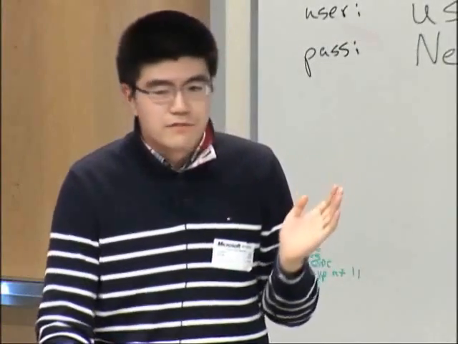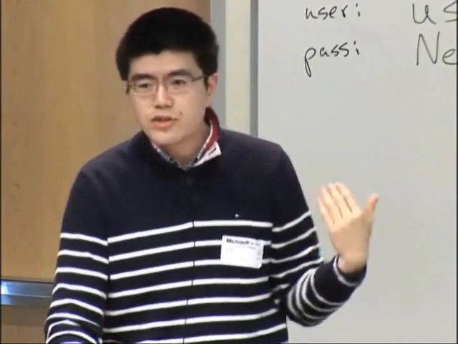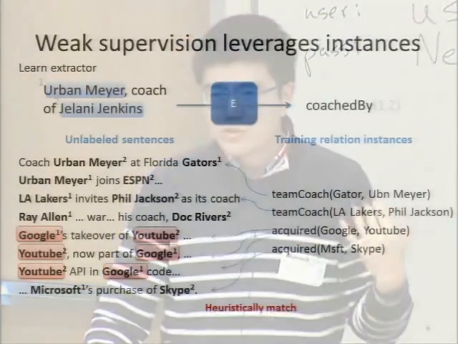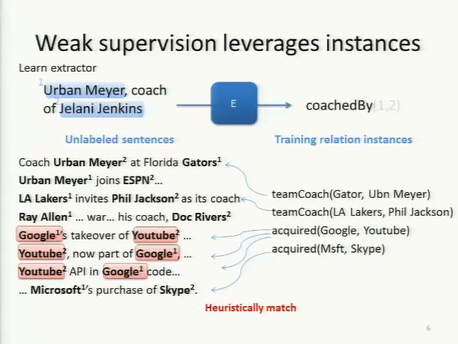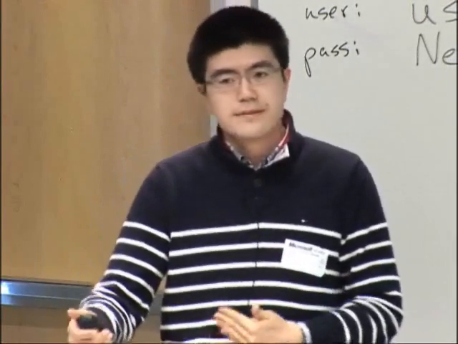The clever part of weak supervision is that you heuristically generate the training examples by matching the instances into the unlabeled sentences, and return all sentences that contain this pair of entities as the training examples for your classifier, for your extractors. Of course, it brings some noise to your extractor, but since the number of labeled sentences is so huge, you can do a lot of machine learning on this kind of data.